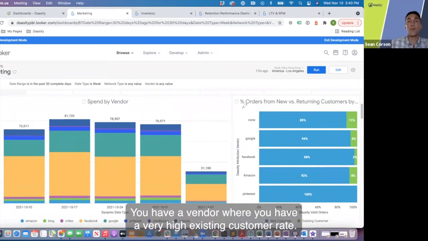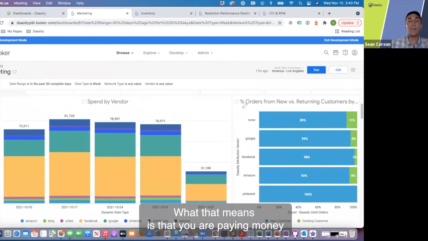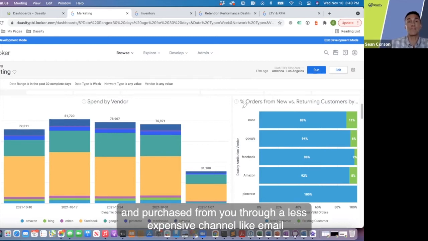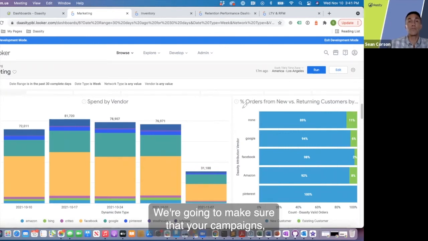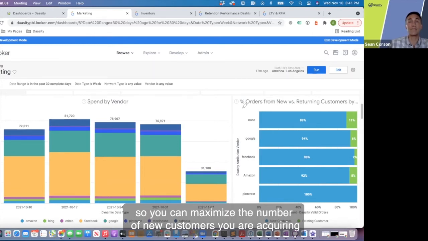If you have a vendor where you have a very high existing customer rate, what that means is that you are paying money to receive orders from customers who likely would have come back and purchased from you through a less expensive channel like email or SMS. Important to make sure that your campaigns, your advertisements in paid channels are excluding existing customers so you can maximize the number of new customers you are acquiring during Q4.